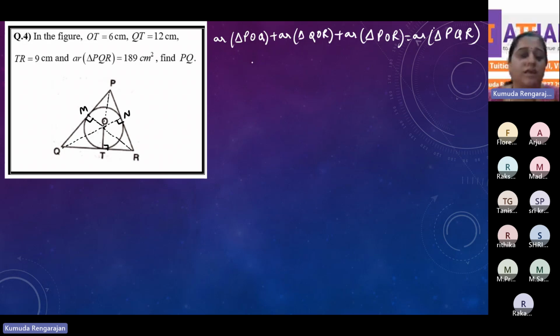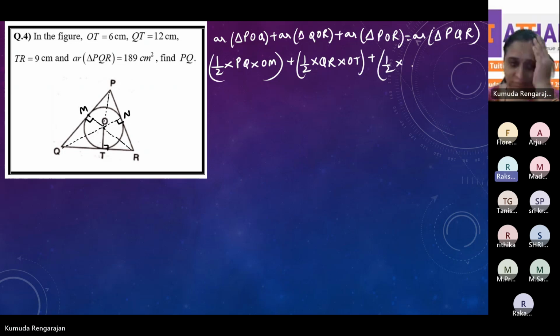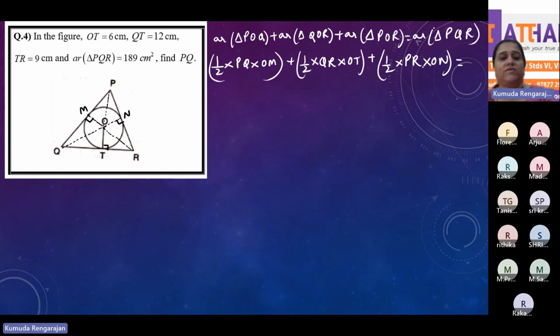Now, Rakshita, how do you find the area of triangle POQ? Half base into height. Tell me the base of this triangle. PQ, into the altitude OM. Very good. Then plus half into base of QOR, QR, and the altitude OT. Very good. Then for POR, half into PR into ON, is equal to what? What is the area of triangle PQR given in the question?